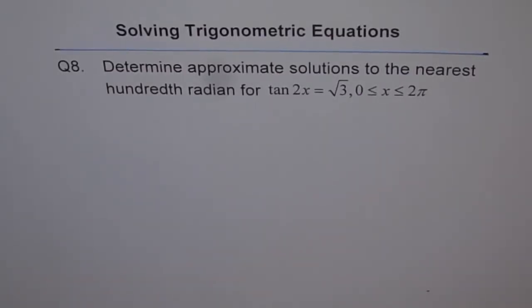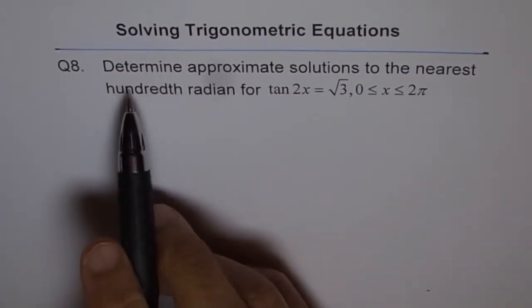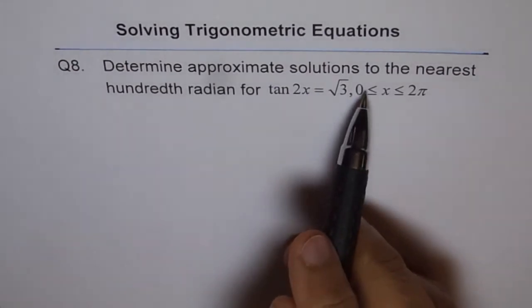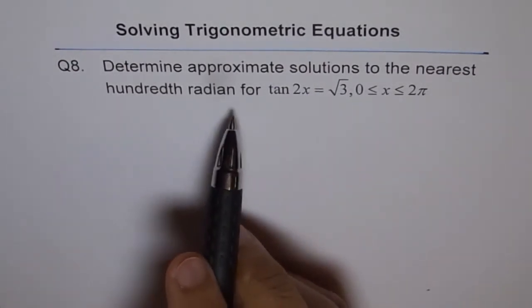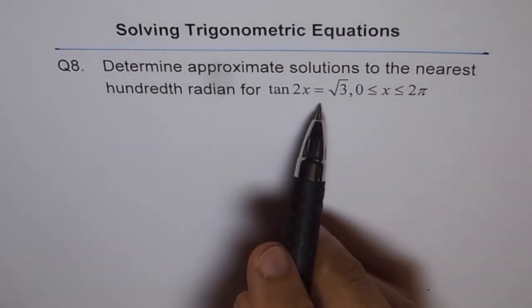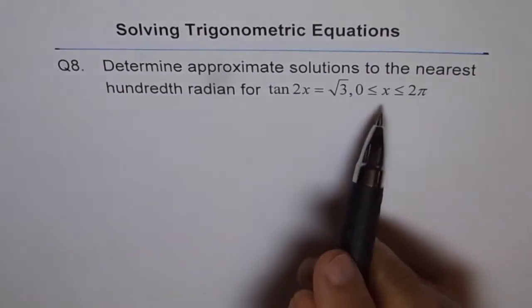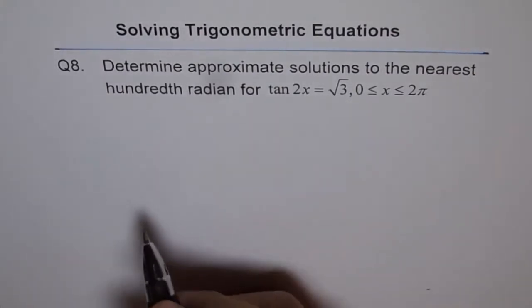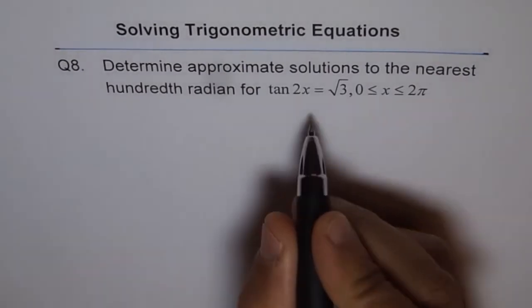Solving trigonometric equation, question 8. Determine approximate solution to the nearest 100th radian for tan 2x equals square root of 3, where x is between 0 to 2 pi. So let's review this question once.